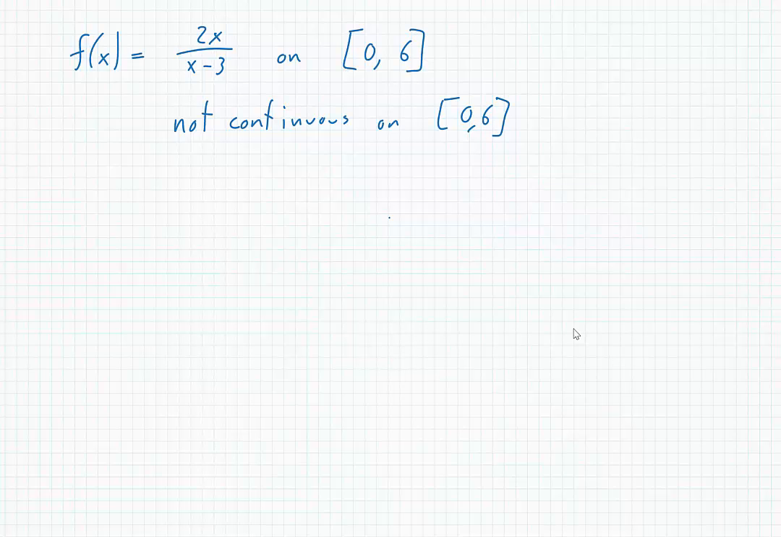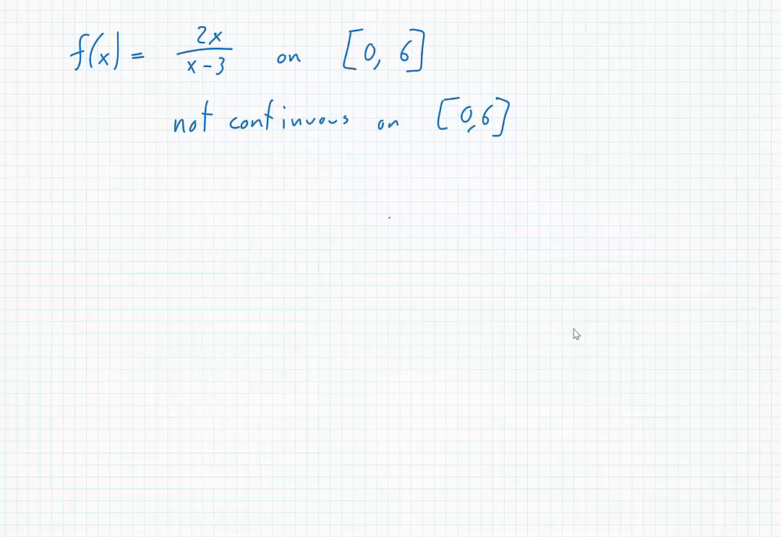Again, if we'd chosen a different interval, let's say we chose the interval from 4 to 10, or the interval from -5 to -2, any interval that doesn't include 3, we can still apply the intermediate value theorem. The fact that the function isn't continuous everywhere isn't really relevant. It's a question of whether the function isn't continuous on the specific interval that's been chosen. In this case, it isn't.